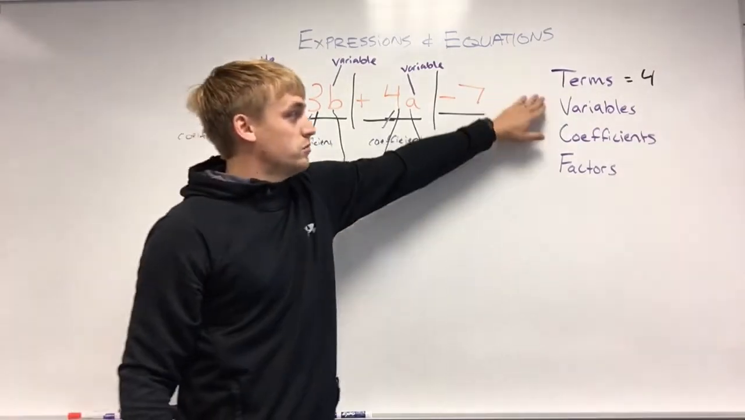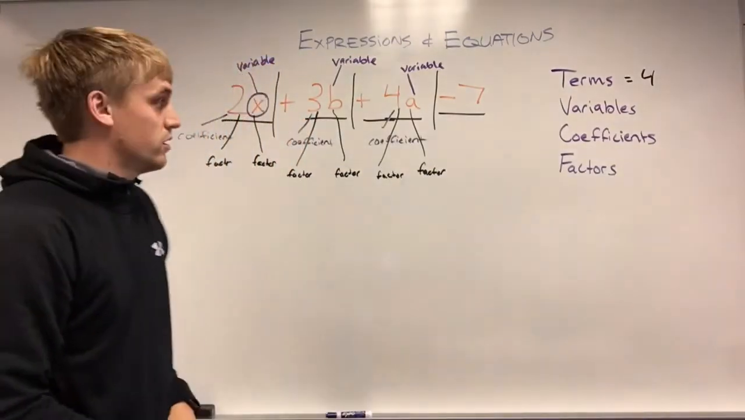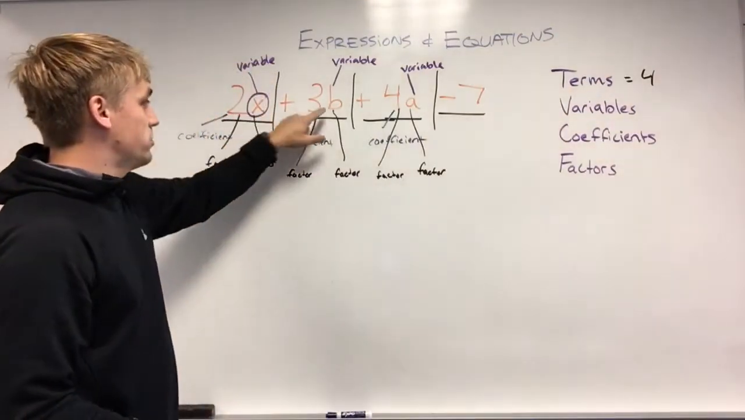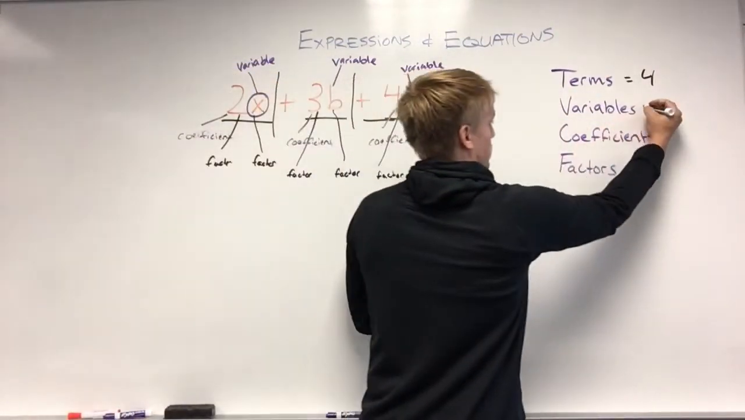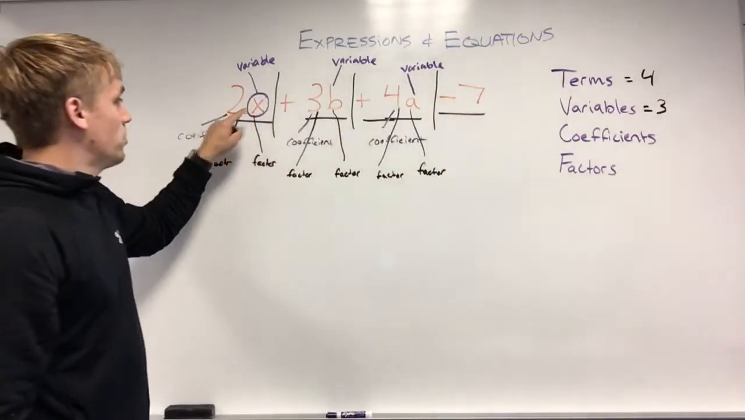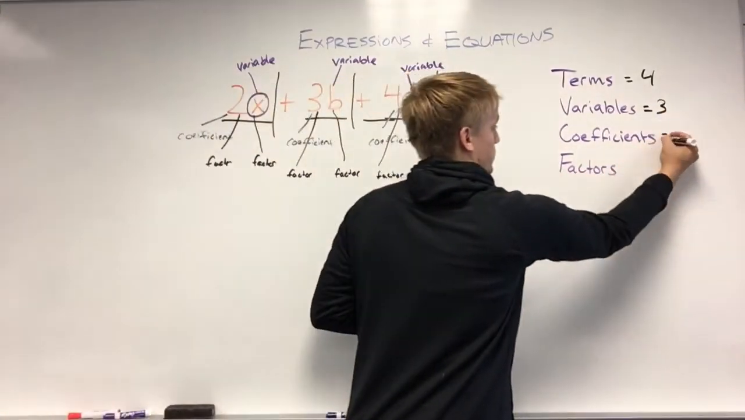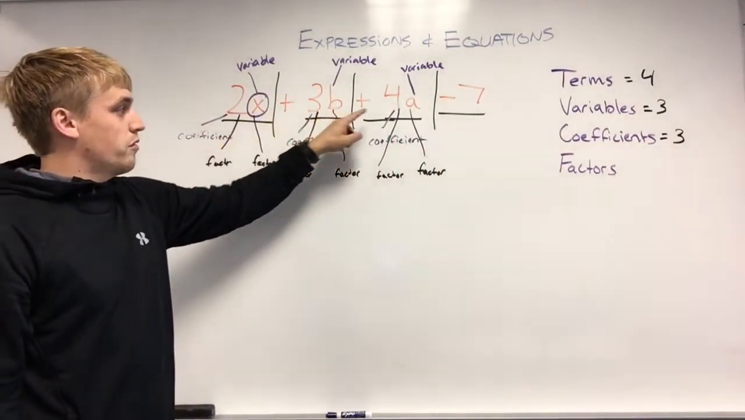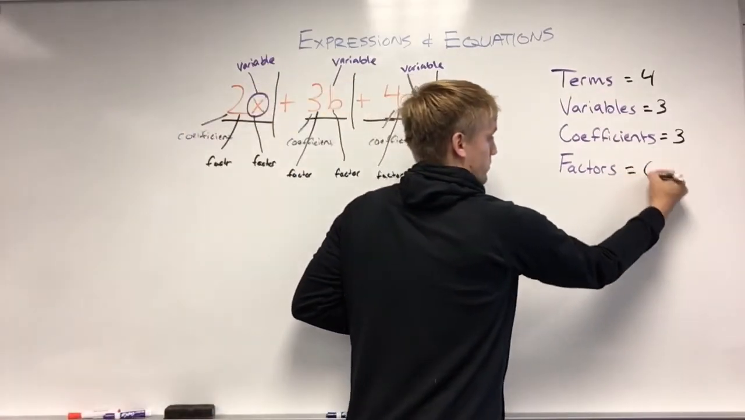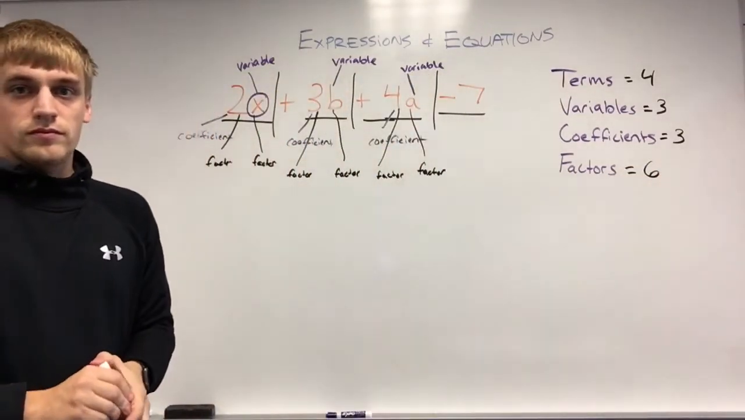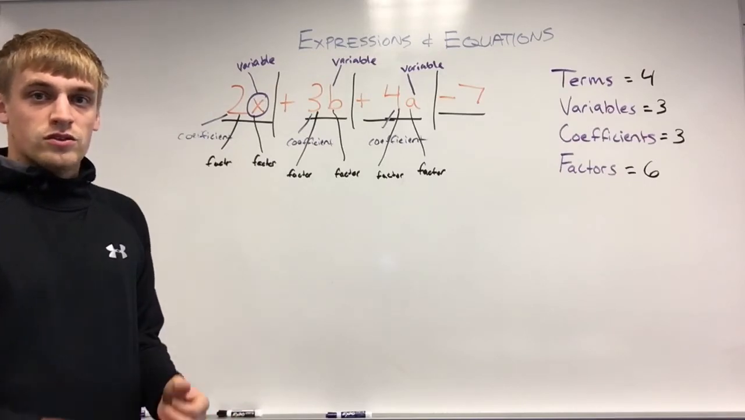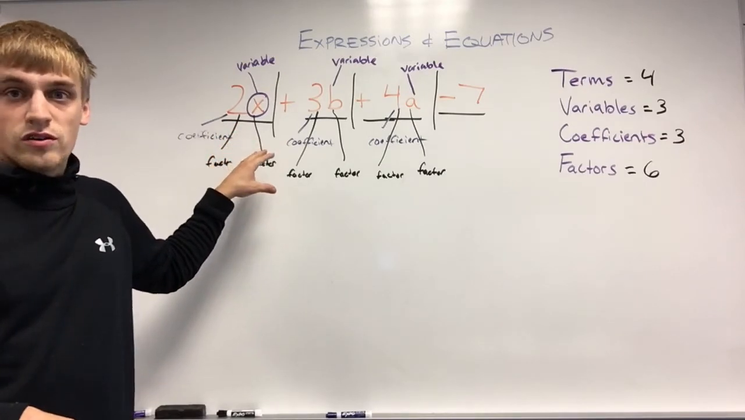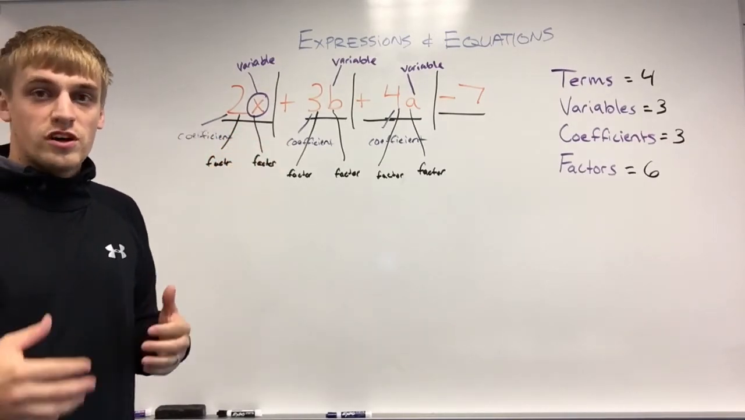And that's what terms, variables, coefficients, and factors are. So in this expression, there were 4 terms. There were 1, 2, 3 variables. There were 1, 2, 3 coefficients. And there were 1, 2, 3, 4, 5, 6 factors. So when we have expressions, okay, this is the vocabulary we need to know and use to be able to communicate when we talk about expressions.